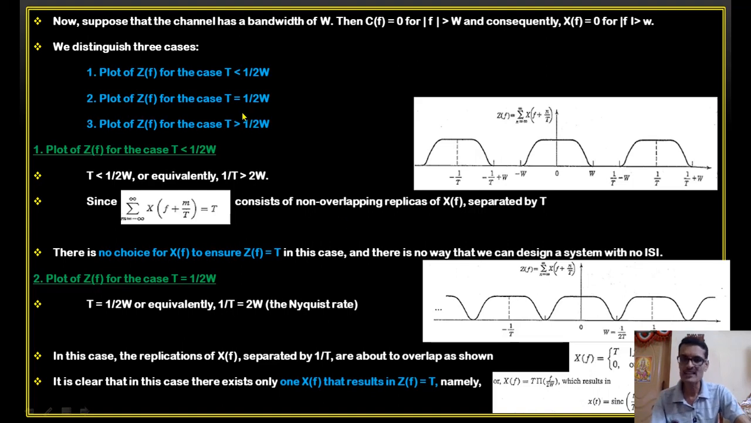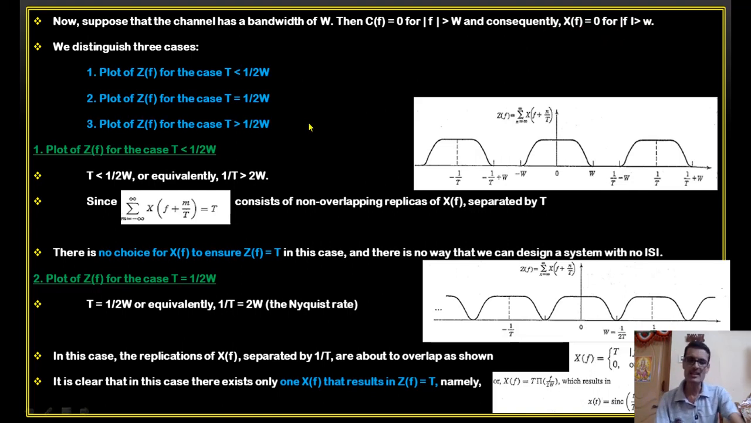Now, I consider three cases. Let us assume that the channel has a bandwidth equal to W. That means it is 0 for f more than W. Consequently, we can say that x of f is also equal to 0 for f more than W. What is the meaning of that? Because the signal goes through the channel, which has only a bandwidth of W hertz, we get a spectrum only within that particular frequency range. Above that, it is 0.